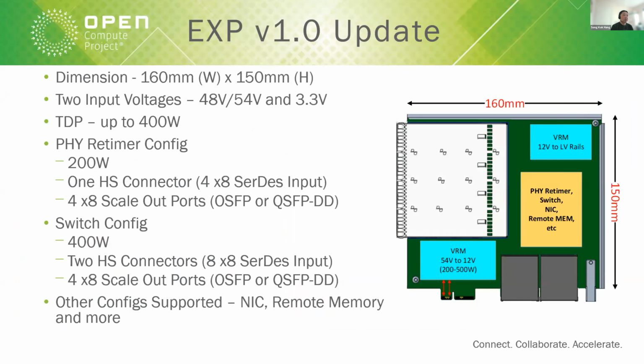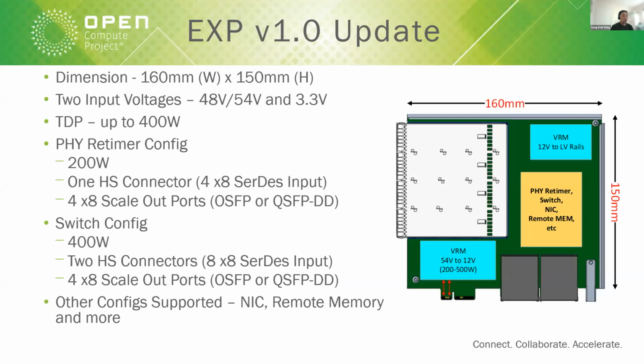Next, this is a new platform that we have been looking into and developing, and it's called the expansion card. Right now we are going to target 1.0. The card dimension is going to be 160 mm by 150, and it also supports 2 power inputs, 54 volt and 3.3 volt. The TDP of the card depends on the usage and the cooling of the system. Right now we are going to target up to 400 watt for different configurations, depending on the application.